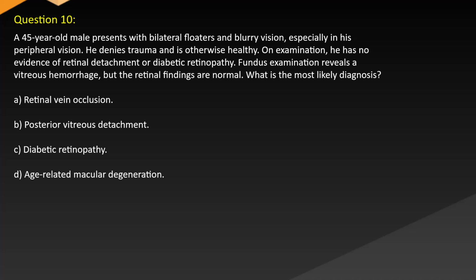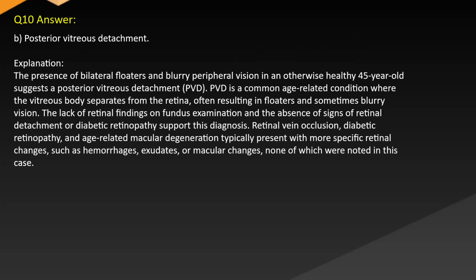A. Retinal vein occlusion. B. Posterior vitreous detachment. C. Diabetic retinopathy. D. Age-related macular degeneration. Answer B. Posterior vitreous detachment. Explanation: the presence of bilateral floaters and blurry peripheral vision in an otherwise healthy 45-year-old suggests a posterior vitreous detachment, a common age-related condition where the vitreous body separates from the retina, often resulting in floaters and sometimes blurry vision.